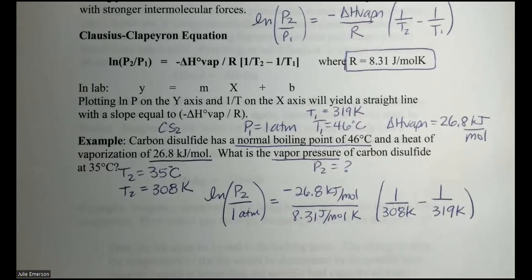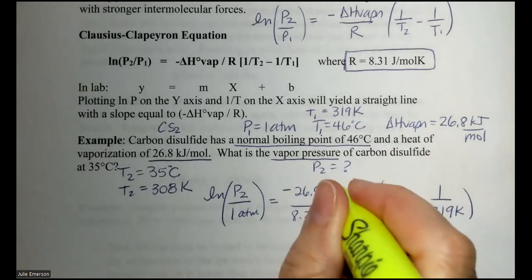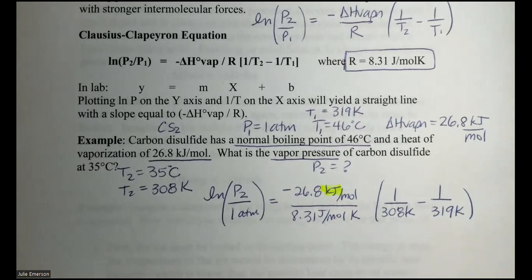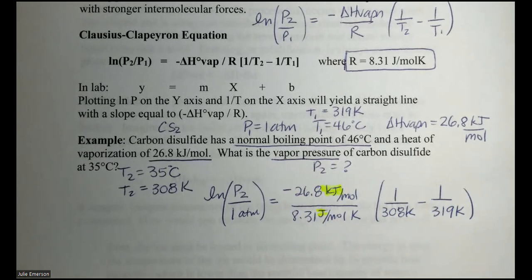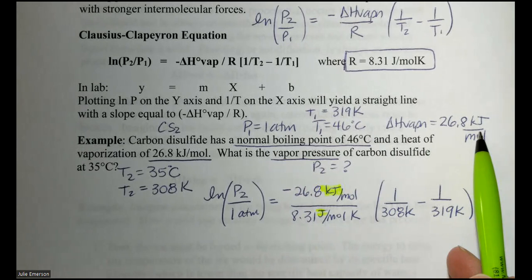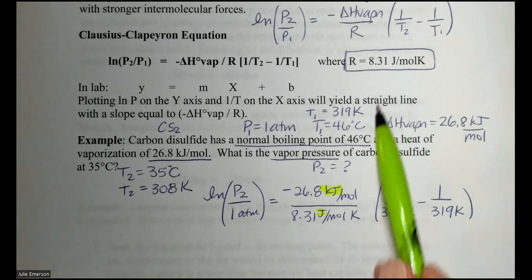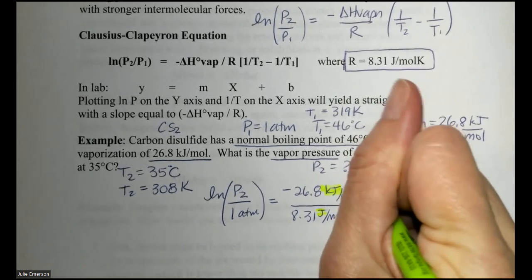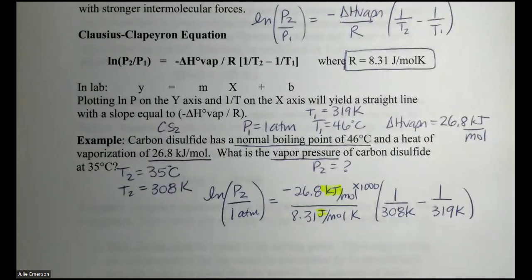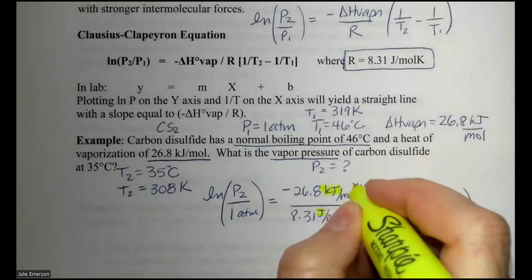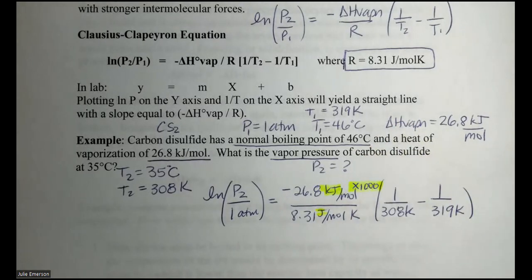Okay, so one thing I want you to notice is your heat of vaporization is almost always in kilojoules per mole, and your R constant is in joules. So you're going to have to get those units to match first. You can either multiply your heat of vaporization by 1,000, that's typically what I do, or you could divide R by 1,000. I usually just put that factor of 1,000 there because that'll change my kilojoules to joules. So just don't forget that step. Make sure you put that in.